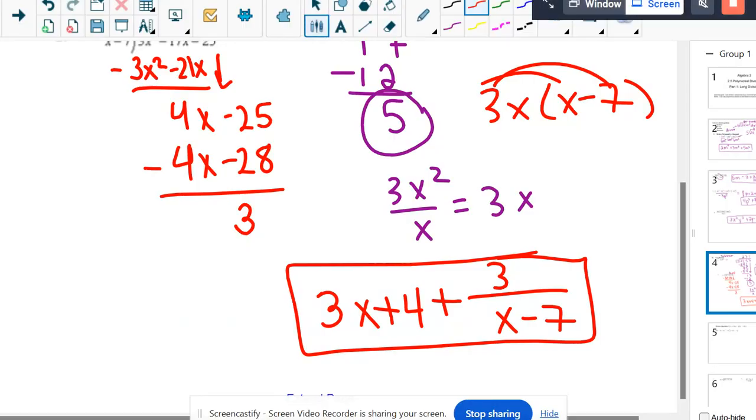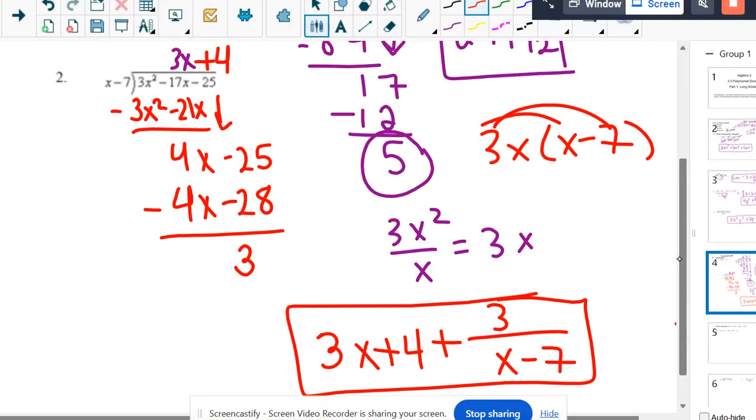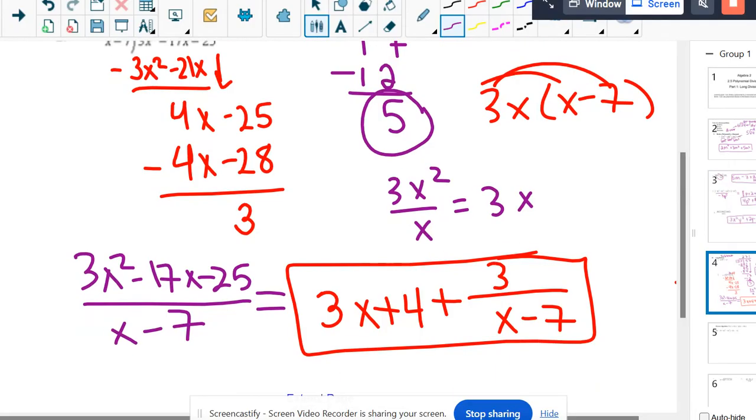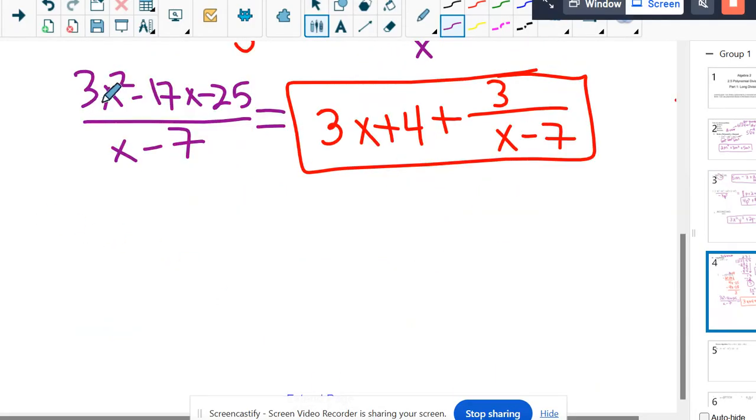Okay, so the next part means if I have 3x squared minus 17x minus 25, and I divide it by x minus 7, so write this down, that is equal to that. Do you agree with me? So if I have my dividend divided by the divisor, that is now equal to this. So to get my dividend by itself, I can multiply both sides of the equation by x minus 7.